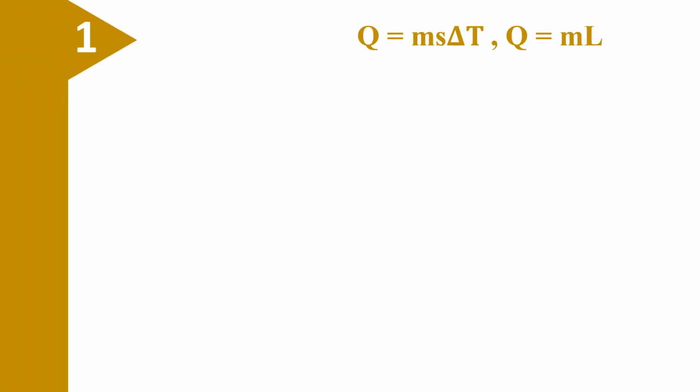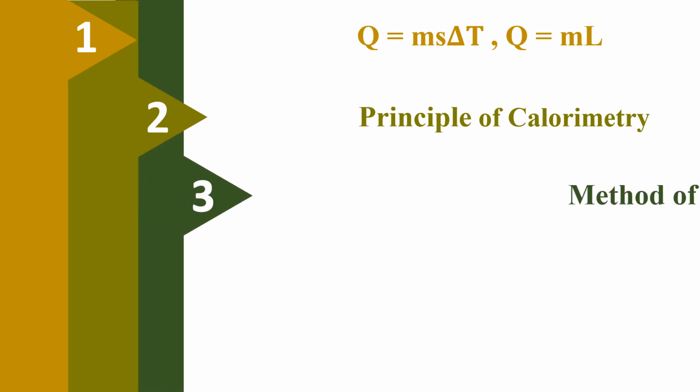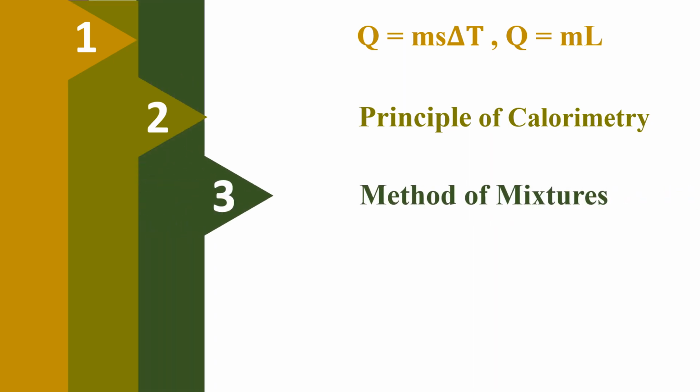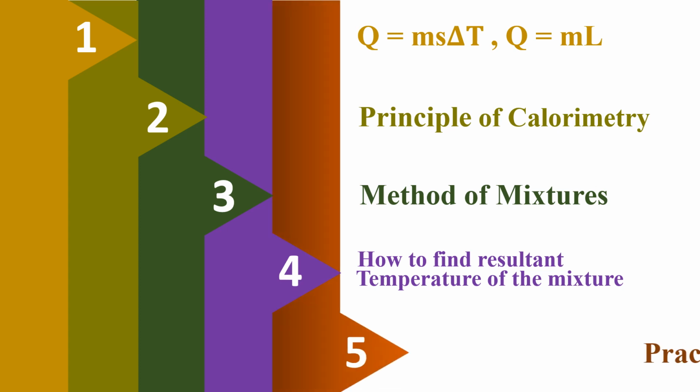Let us have a glance at the content of our video. Problems which are solved by using the formulas Q is equal to ms delta T and Q is equal to ml. What is the principle of calorimetry? What is the method of mixtures? How to find the resultant temperature of the mixture? And there are a few problems for practice.